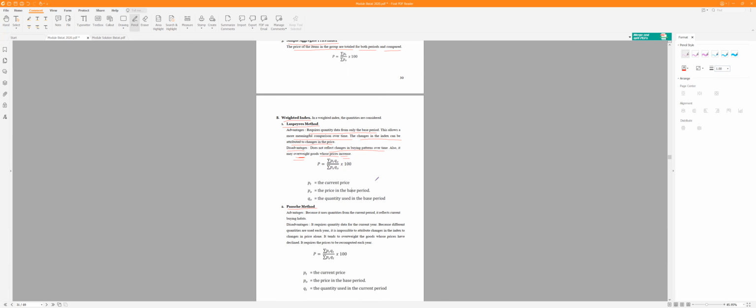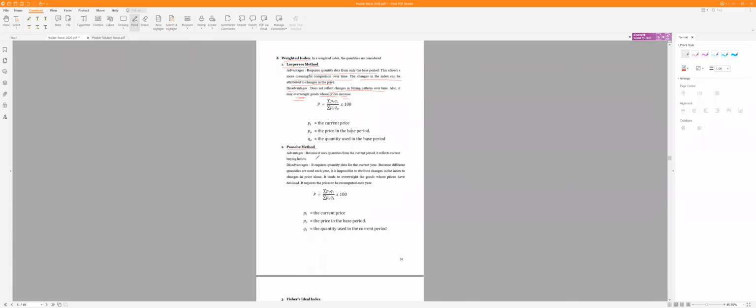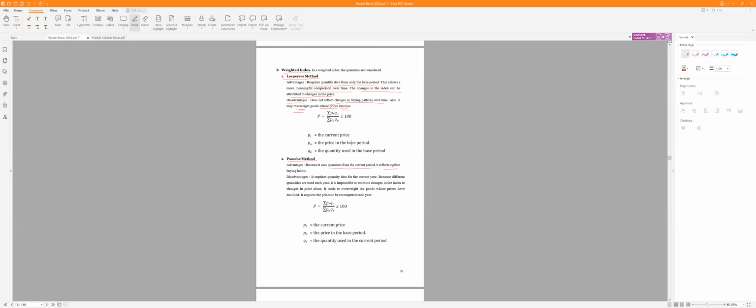So that's the index. For the Paasche method, the advantage is that it uses quantities from the current period, so it reflects current buying habits. It doesn't reflect changes over time, but it reflects current buying habits. The disadvantage is that it's impossible to attribute changes in the index to changes in price alone, because there are multiple factors. And it tends to overweight goods whose prices have declined, the exact opposite of Laspeyres. And it requires the quantities to be computed each year.